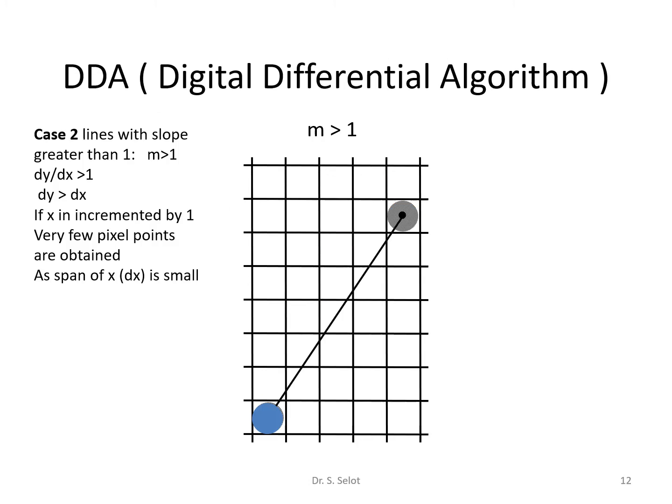Let us see what happens with the lines with the slope greater than 1. When the line slope is greater than 1, dy by dx is greater than 1. It means that we have a higher span of y and a lesser span of x. So under this scenario, what we'll do is, we should increment the value of y by 1 and perform the calculation on x. But if we retain the same logic over here, let us see what happens.